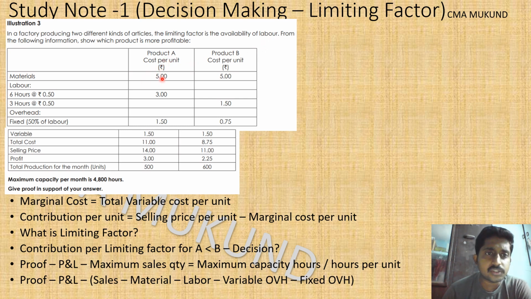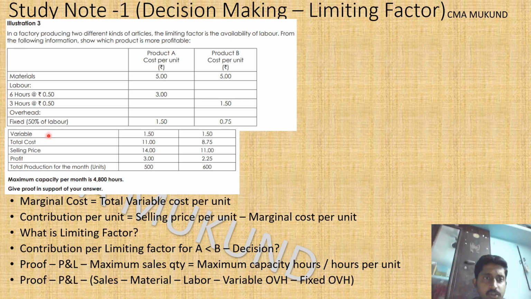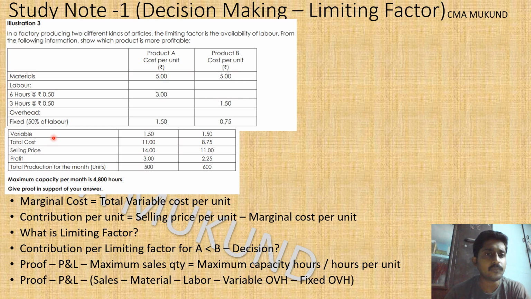So the material used is given, the direct material cost is given for product A and product B. Labor hours is given, how many hours of labor are required for product A and what is the rate of labor, which means per hour it is 50 paise. So that is the labor cost given for product A and product B. Fixed overhead is 50 percent of labor. Okay, next the variable cost is given and the total cost is 11 rupees. Putting all this together, 5 plus 3 is 8, 8 plus 1.5 plus 1.5 is 11 rupees.